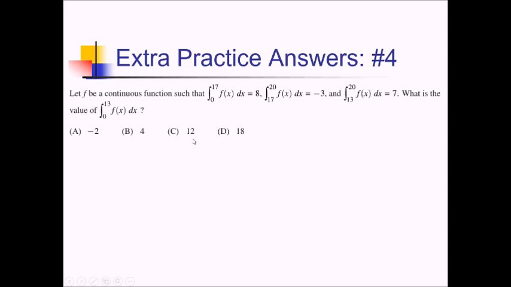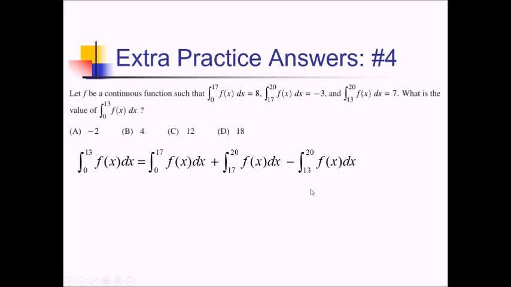Using my properties of integrals, this is the additivity property. I'm going to do integral from 0 to 17, plus integral from 17 to 20. So these together give me the area from 0 to 20. But I don't want all that area. I just want the area from 0 to 13. So I'm just going to subtract the area I don't want from 13 to 20, which happens to be this last integral here.